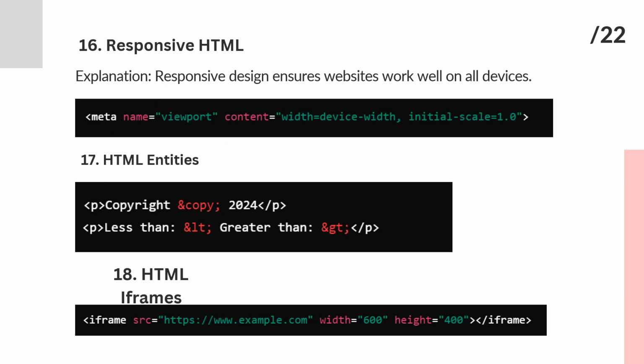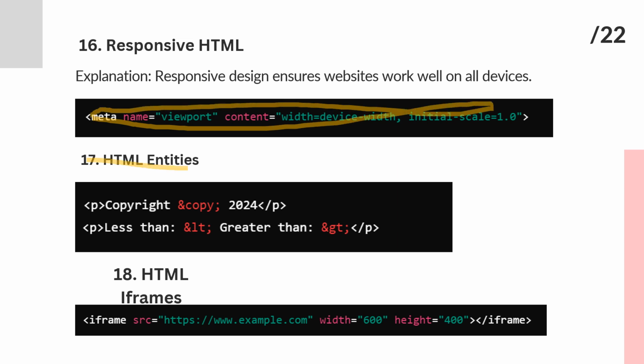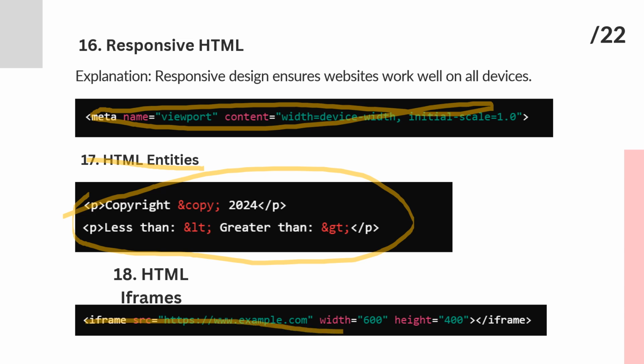Responsive HTML design ensures websites work well on all devices. This is the example of the responsive HTML and HTML entities. In this way, you can define entities and HTML iframes. This is the example of HTML iframes.